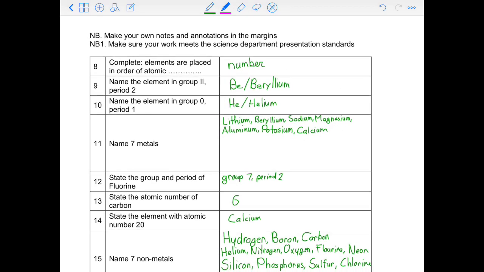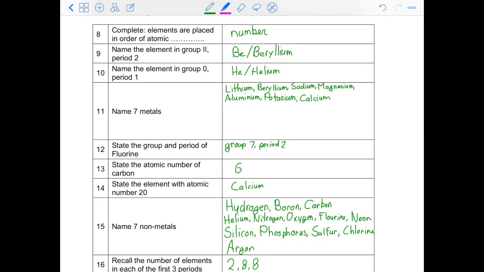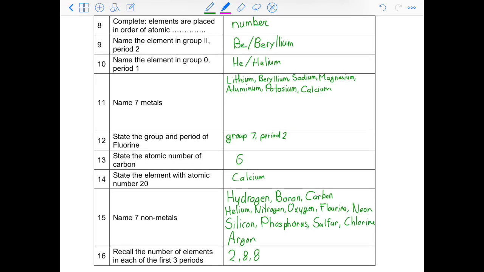So, question 8. Elements are placed in order of atomic number. The element at group 2, period 2 is beryllium. In group 0, period 1 is helium. For the 7 metals, I have here written the 7 metals that are in the first 20 elements. However, if you've added anything like gold, silver, platinum, iron, copper, nickel, cobalt, any of those, anything from that side of the periodic table, that will be fine as long as you have 7. All right, question 12, the group and period of fluorine: we have group 7, period 2.